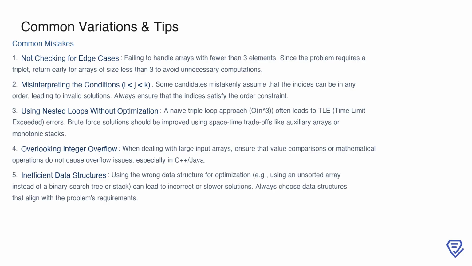Additionally, using a naive triple loop approach with an O(n^3) time complexity is often inefficient and can result in a time limit exceeded error for larger inputs. Instead, you should aim for optimized solutions that utilize auxiliary data structures or other techniques. Integer overflow is another concern, especially in languages like C++ or Java, where large input arrays may cause issues during comparisons or arithmetic operations. Lastly, selecting appropriate data structures is crucial. For instance, using an unsorted array instead of a binary search tree or a stack can lead to slower or incorrect solutions, so always align your choice of data structure with the problem's requirements.